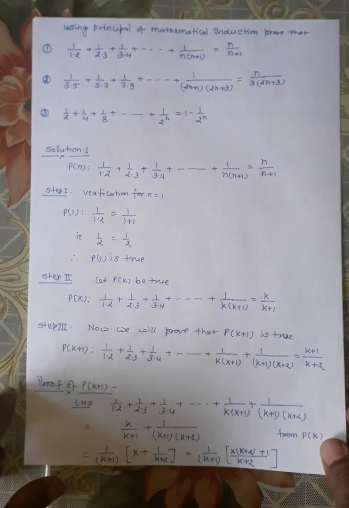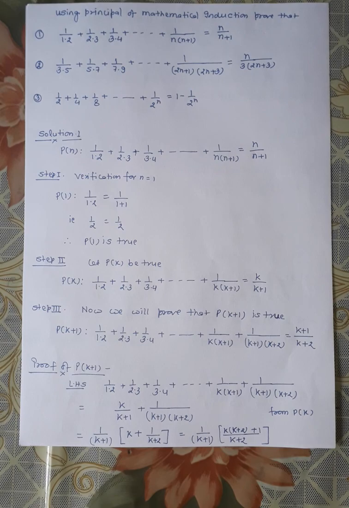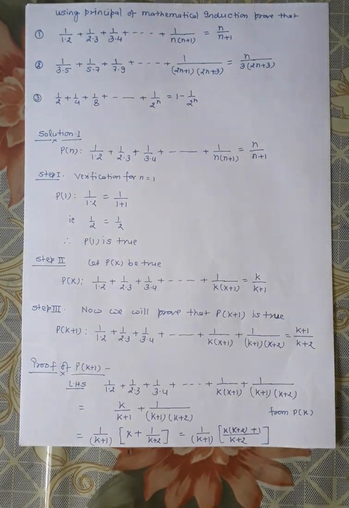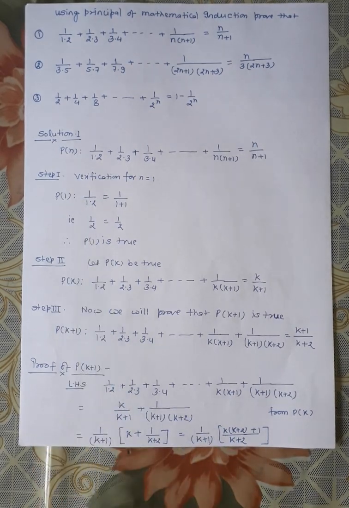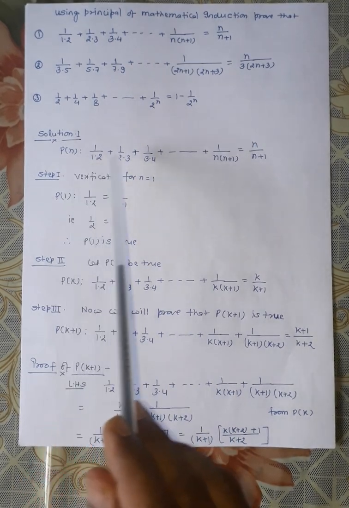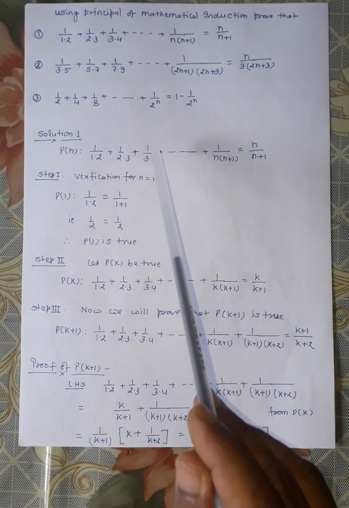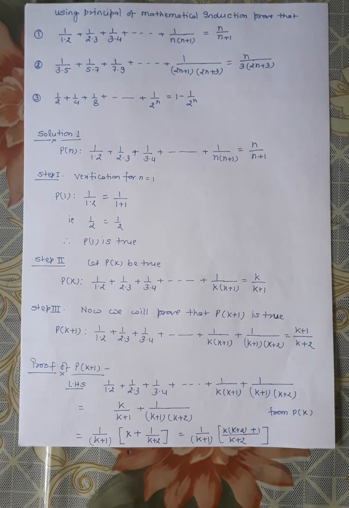I am going to explain the solution of the first one, how we will prove the first question. Boys, how will we prove the first question using the principle of mathematical induction? As I explained in my previous class, the mathematical statement given will be represented by Pn. You see, Pn is written here: 1 upon 1 into 2 plus 1 upon 2 into 3 plus 1 upon 3 into 4 plus dash dash plus 1 upon n into n plus 1 is equal to n upon n plus 1.